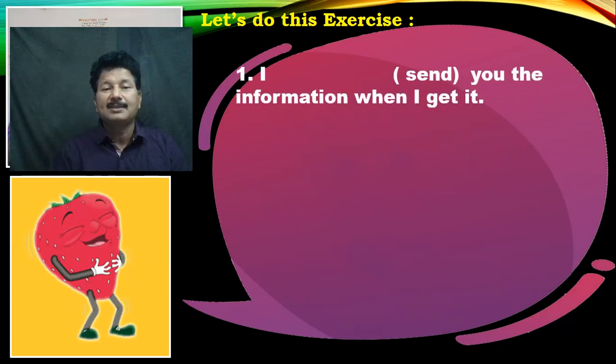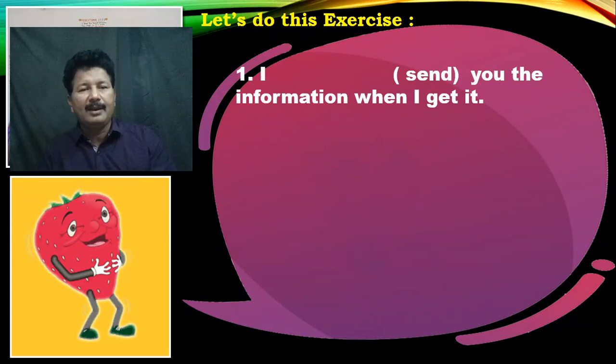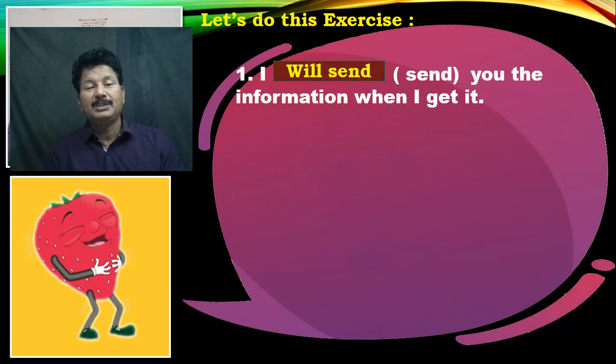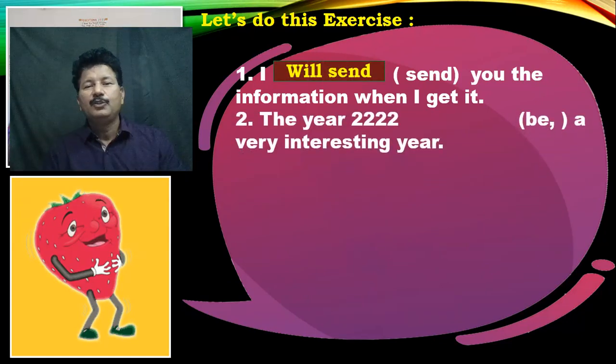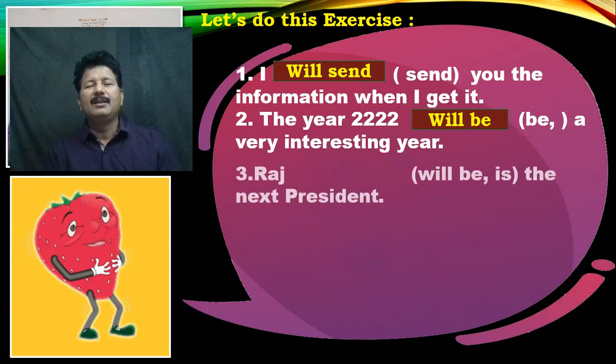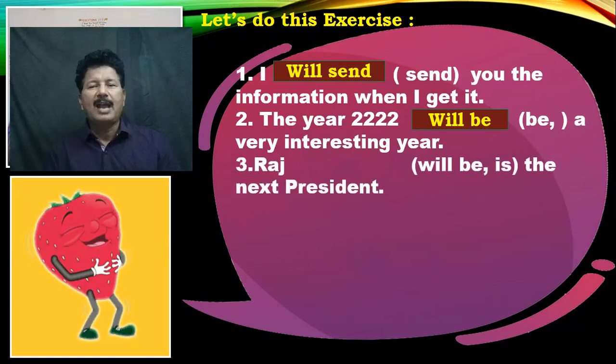Now let's do this exercise. I dash send you the information when I get it. So you can say, I will send you the information. The year 2222 will be a very interesting year, right? So Raj dash the next president. Is it will be or is? Raj will be the next president, right?